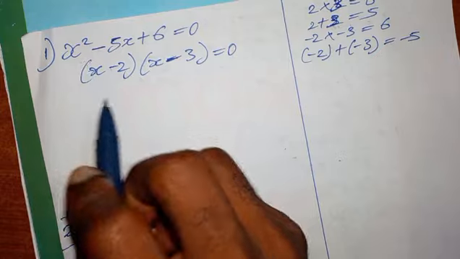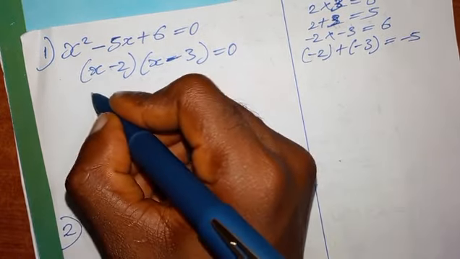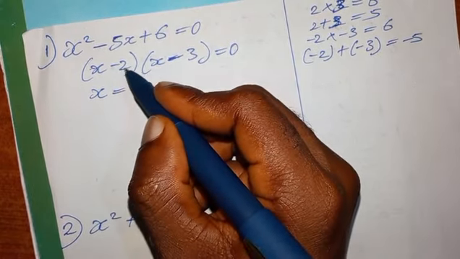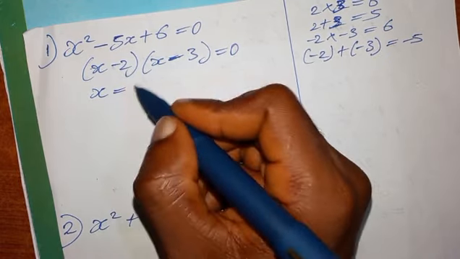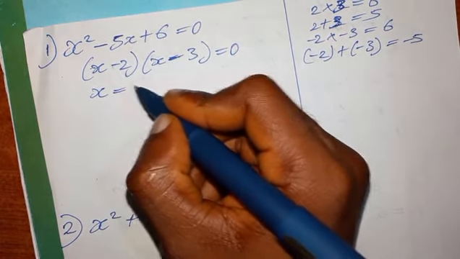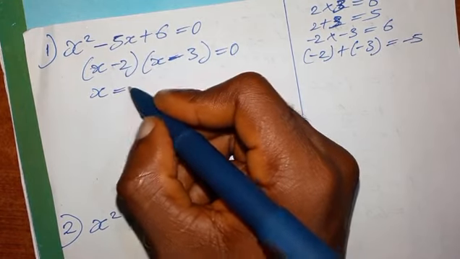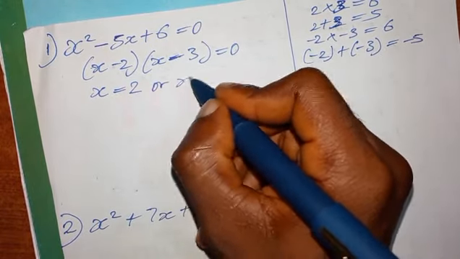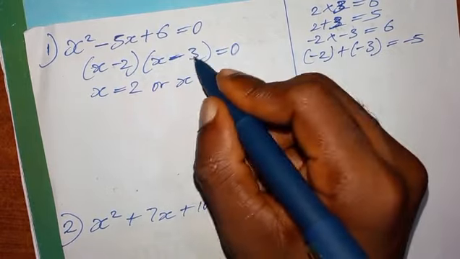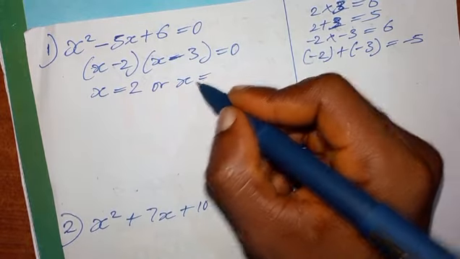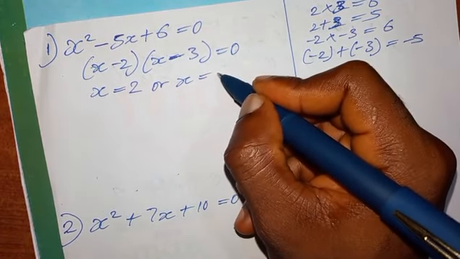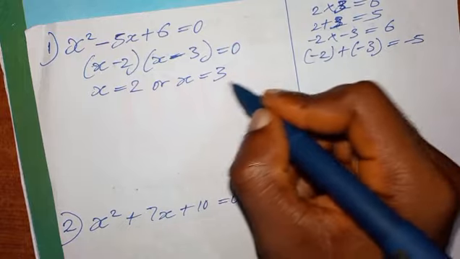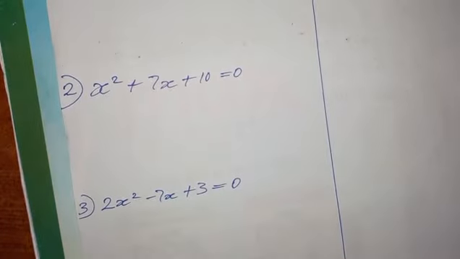Then after that, x will stand on its own. x will be equal to, while crossing the equality sign, the sign will change. So x will be equal to positive 2, or x will be equal to the second one. x is equal to positive, from negative to positive, because it crossed the equality sign. It will be equal to positive 3. That's the answer for question 1. I tell you, it's very simple.